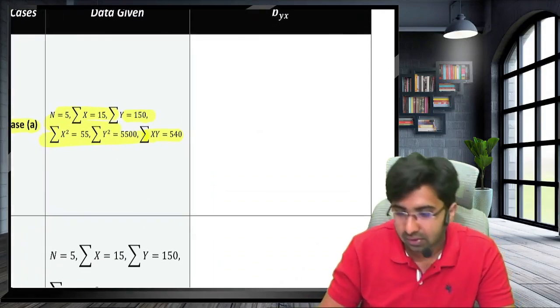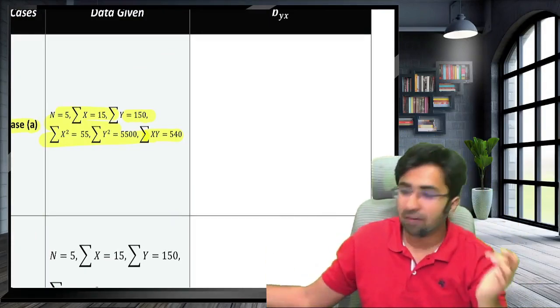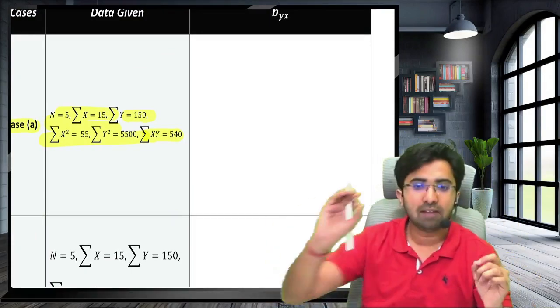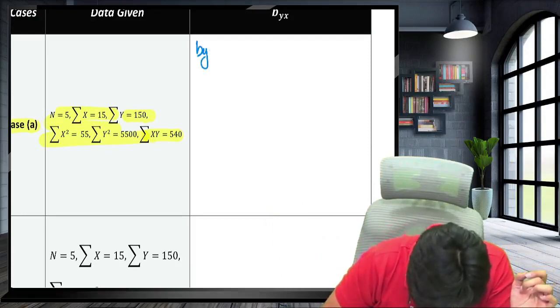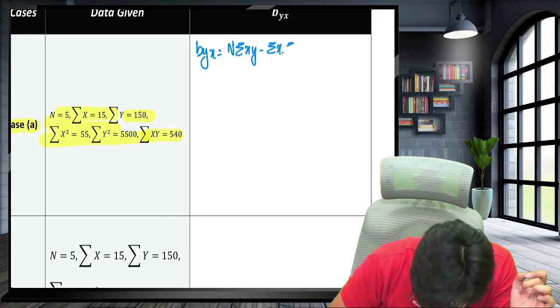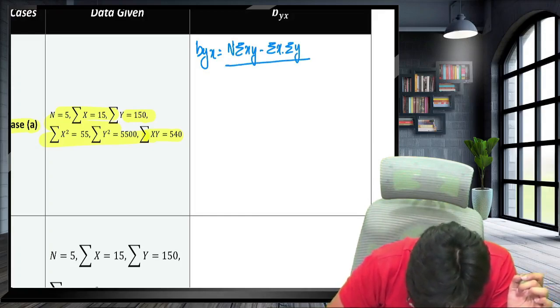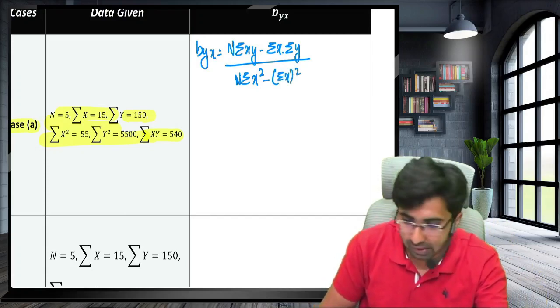Let's start. Guys, for the first question, I will use the first formula. b y on x is equal to n summation xy minus summation x into summation y, divided by n summation x square minus summation x whole square. Guys, is this point clear? Yes, 9, Sanjay, 9 is the right answer.